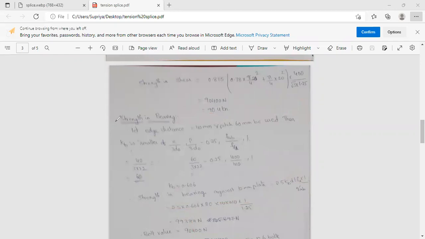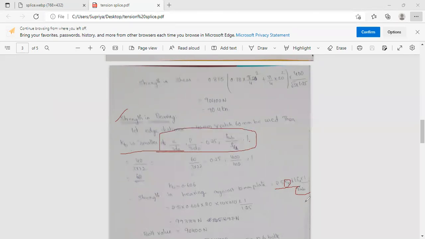And again we have to find out the strength in bearing. For the strength in bearing, what is the formula? 2.5 kb d into t into fu by gamma mb. Here the unknown term is kb, and you already know that kb is the smaller of 3e by 3d0, p by 3d0 minus 0.25, fub by fu, or 1. So the least of all these four we have to consider as the kb value.